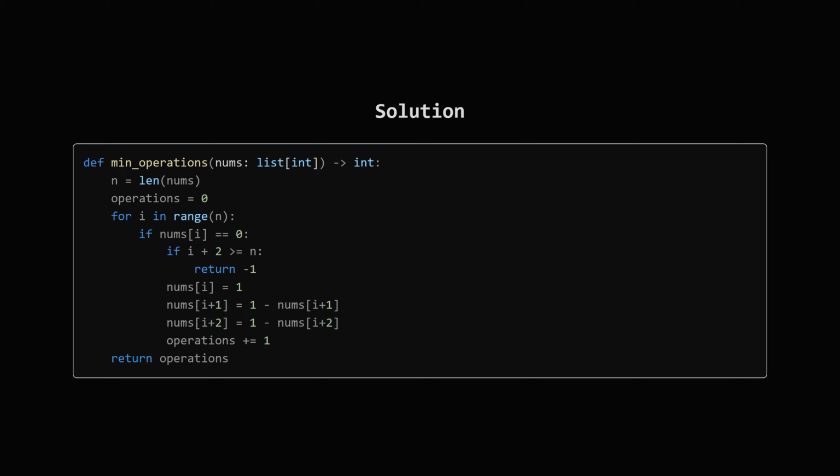If a flip is possible, we change the current element to 1. Then we flip the next 2 elements by setting them to 1 minus their current value. This cleverly toggles their values between 0 and 1. Finally, we increment the operations count. After checking all elements, we return the total number of operations.